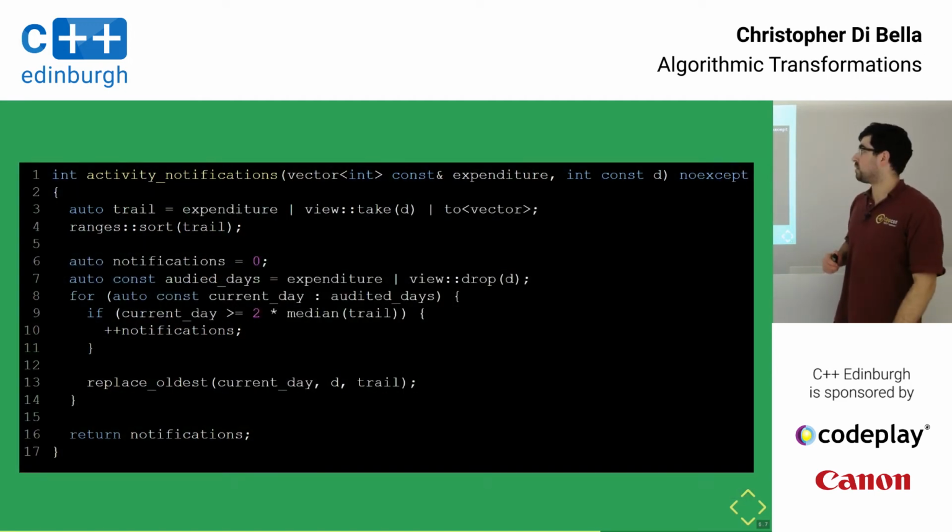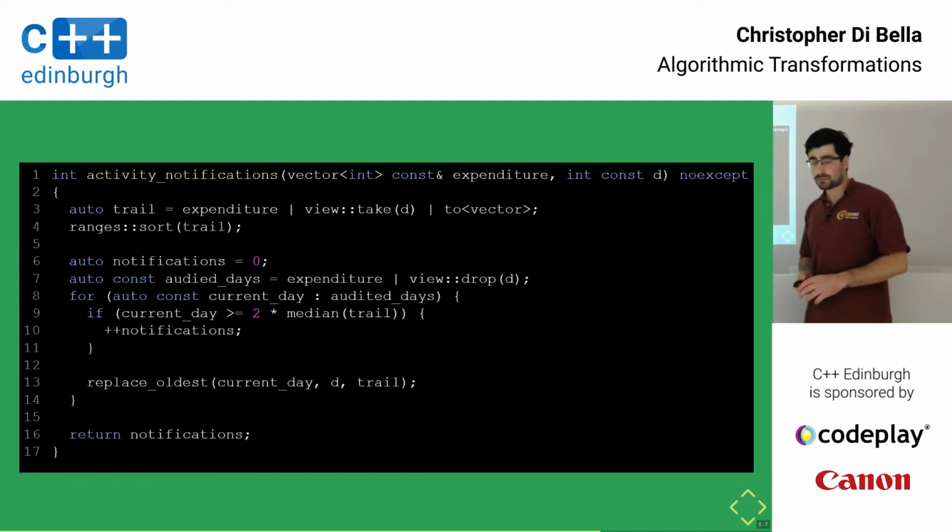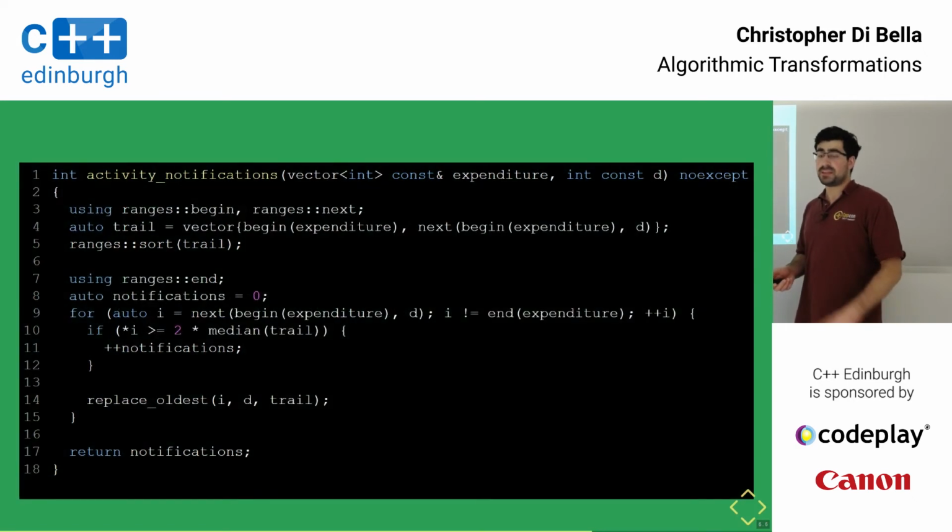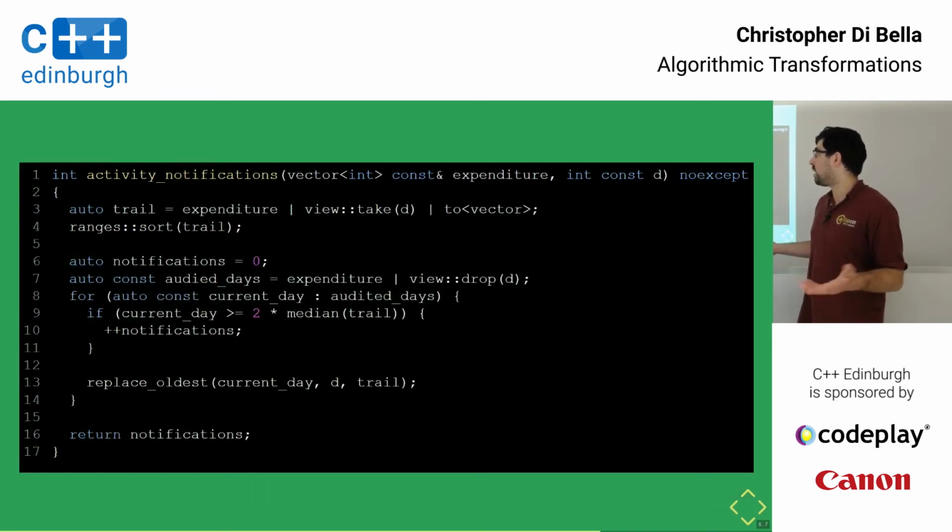So using range adapters, we can take the first D days and stick them in a vector and sort the vector. And then from there on, we can drop those elements, not worry about them ever again. Now, the data is still present in expenditure, and I'll show that in just a moment. What this means is that we are not going to look at that data anymore, so we can just discard it for our intents and purposes. These two implementations are equivalent.